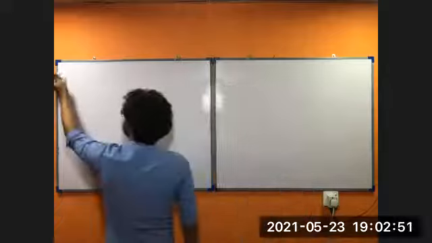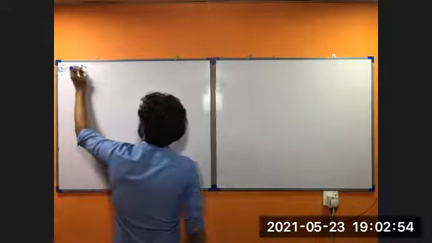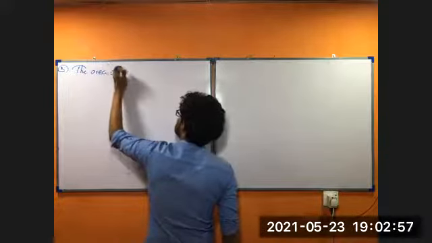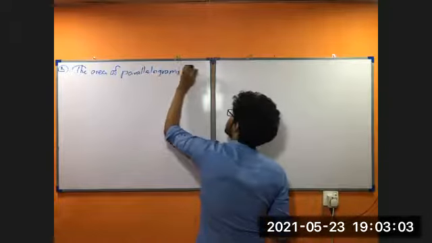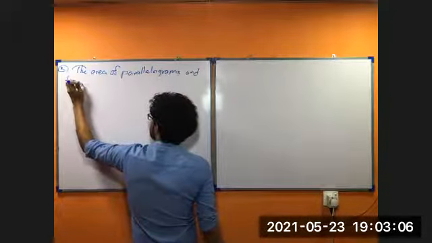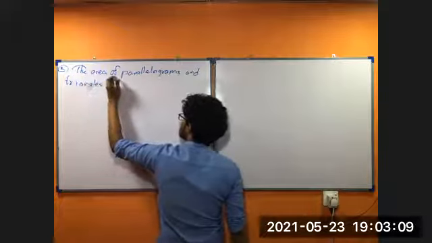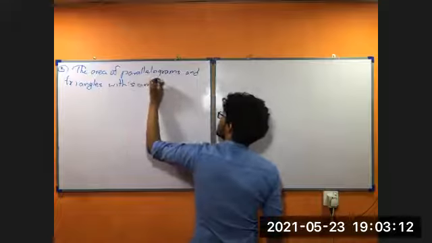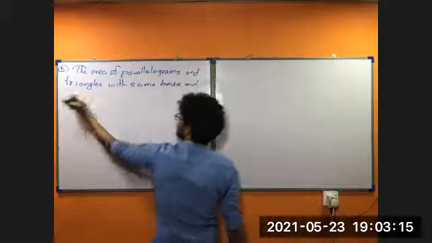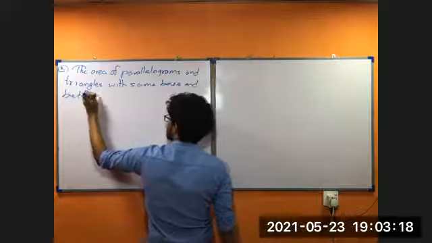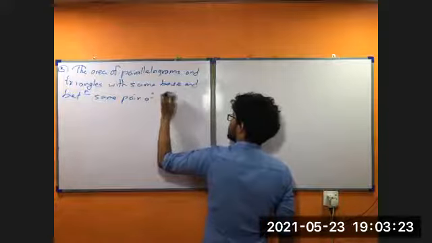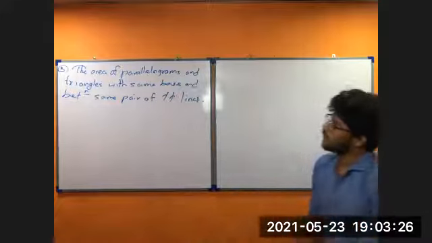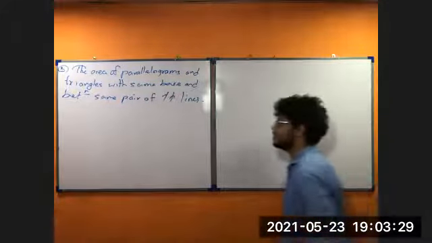So the next part is our second part, right? The area of parallelogram and triangles with same base and between same pair of parallel lines. So area of parallelograms and triangles with same base and between same pair of parallel lines.